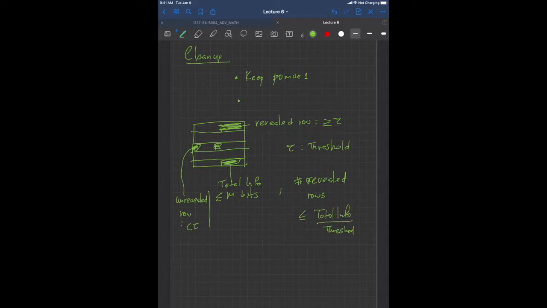So this should be m divided by tau, and we would set our threshold tau to be square root m for convenience. So set tau equal to square root m, then we get that there are at most square root m rows which are revealed. At the end of this first stage, we want to clean up the input so that there are these two kinds of rows. One is a revealed row, where they have learned quite a lot of information, and another is a set of rows called unrevealed rows, where they haven't learned too much information.